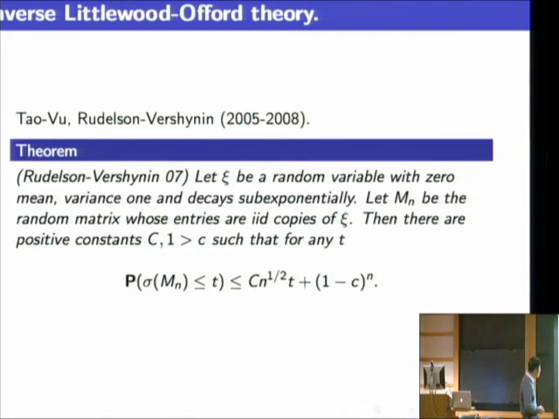Then for any t, you have the same bound as in the Gaussian case of Spielman and Teng. And you have 1 minus c to the n, which is necessary because you think of a random plus minus 1 matrix. It can be singular with probability half to the n. So you do need this. And this also reproves the Kahn-Komlós-Szemerédi theorem.